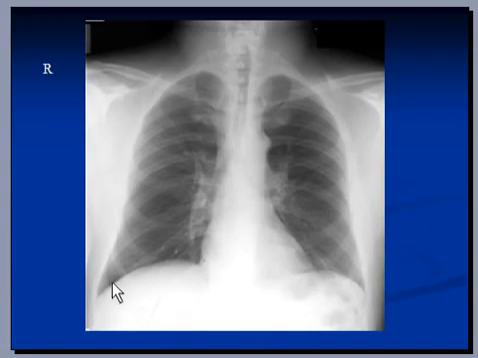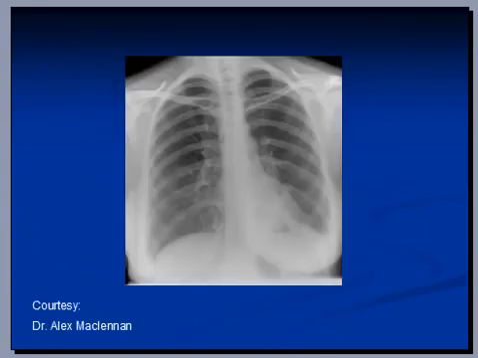Notice a very nice and sharp right costophrenic angle on this X-ray, and very nice and clear left costophrenic angle as well. If you look at this X-ray, the left costophrenic angle is blunt here. It is not visible. It is not as clear as it should be. So this patient has got a small amount of left-sided pleural effusion. Also notice there is an area of consolidation here, which is probably causing pleural effusion as well.